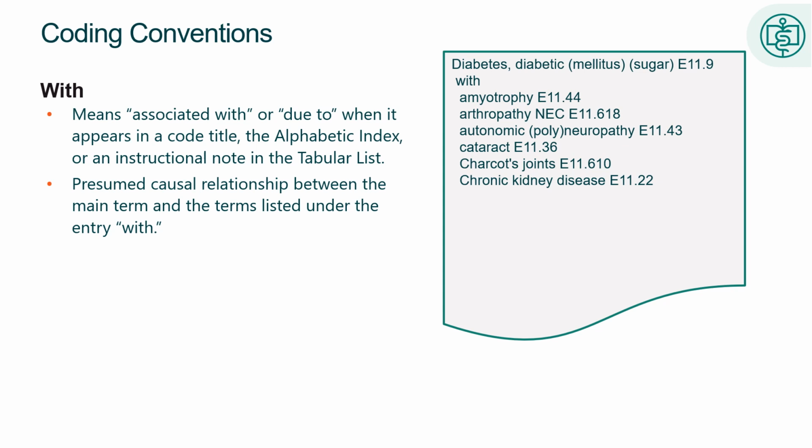In this example, if the provider states the patient had diabetes and stage 5 chronic kidney disease, it is presumed diabetes and chronic kidney disease have a causal relationship and would be coded with E11.22, type 2 diabetes mellitus with diabetic chronic kidney disease. Looking up that code in the tabular list, you'll find a use additional code notation to identify the stage of chronic kidney disease. We add another code for N18.5, chronic kidney disease, stage 5.